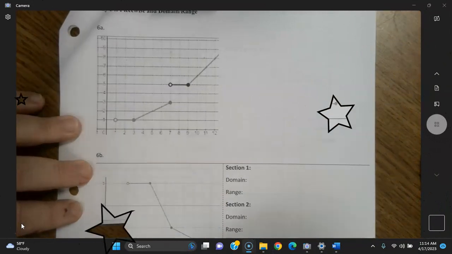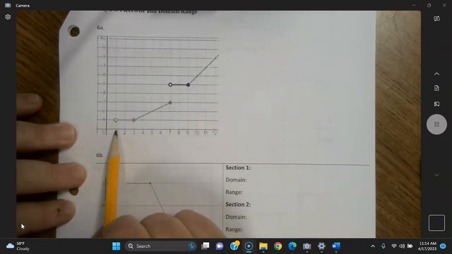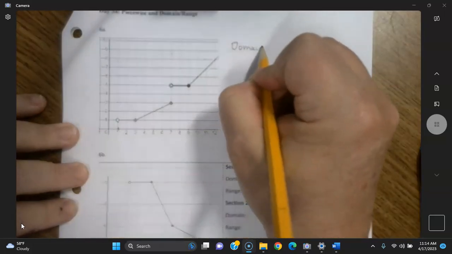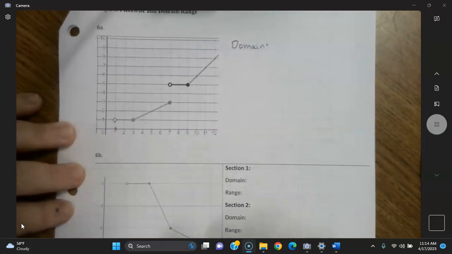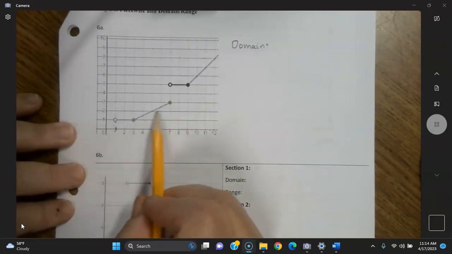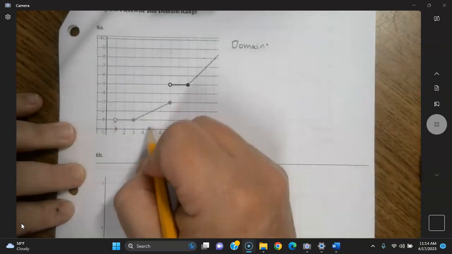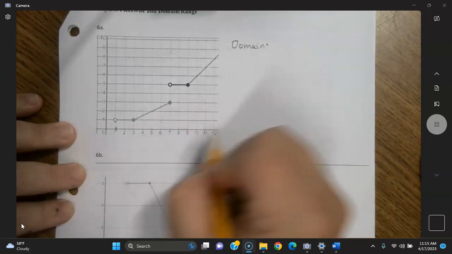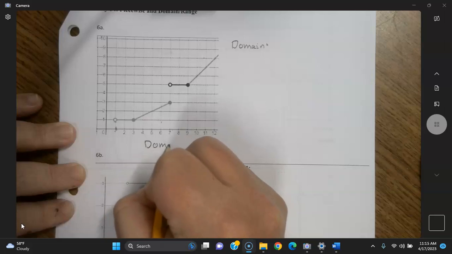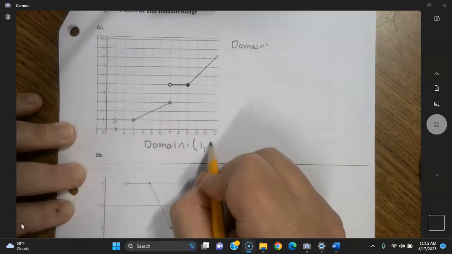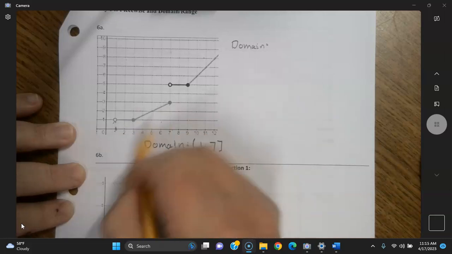Okay, so here we are, we're at 6a. So right here it starts on the left at x equals 1. We're starting with domain, that's the x values. And it starts at 1 but not including 1. And again, even though there's a kink in the line, it is continuous, so you go all the way to x equals 7. So the domain of this line right here, I'm actually going to write it down here, is a curved bracket because it doesn't include 1, and a square bracket because it does include 7. So that's the domain of this line.